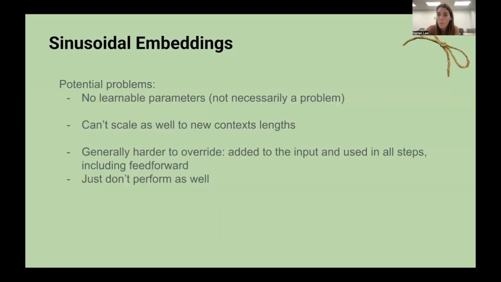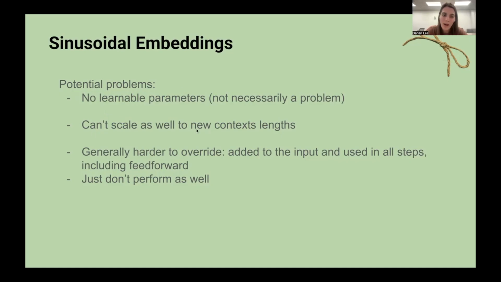Okay, so why did we switch from sinusoidal embeddings? Here are some potential problems. Just a good note that not all of these are solved in rope. For example, no learnable parameters is actually something that rope shares. However, there are learnable embeddings which have been proposed after sinusoidal embeddings, and have been shown to perform better on shorter sequences. So this can be seen as a potential problem.